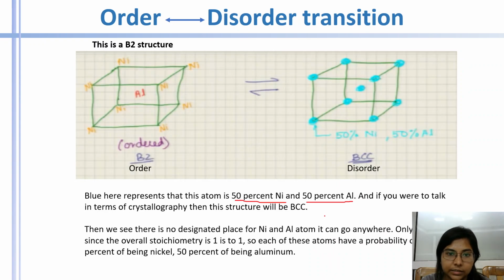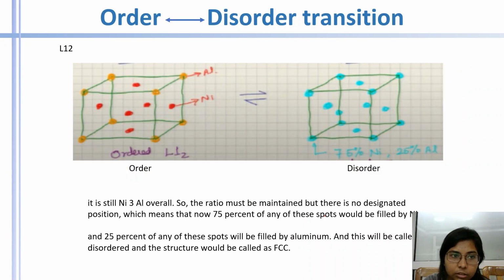Now this is another example. So we have understood this example, which is an example of an order to disorder transition. This is another example, an ordered L12 structure.